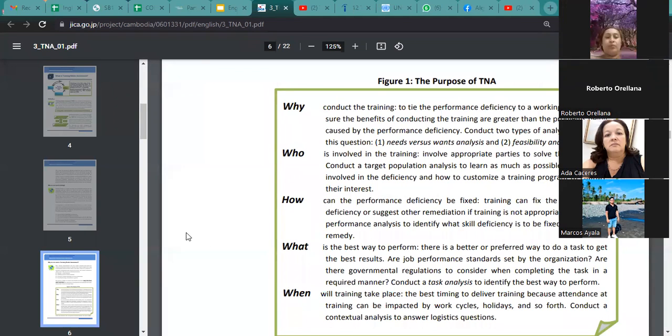So this one is going to be for, let's see. Marcos, could you please help me with this one? First why, and then why is this important? Okay. The purpose of the needs analysis and why: conduct the training, detect the performance deficiency related to a working need, and be sure the benefits of conducting the training are greater than the problems being caused by the performance deficiency. Conduct two types of analysis to answer this question: needs versus wants analysis and feasibility analysis.